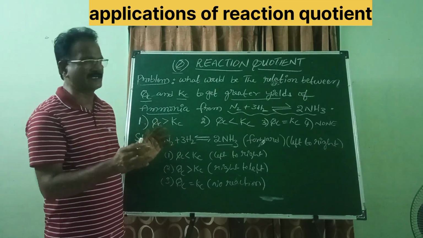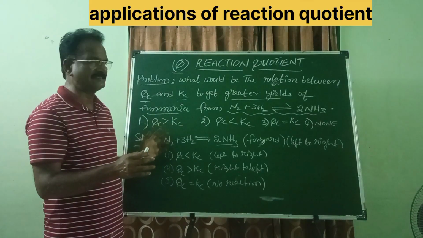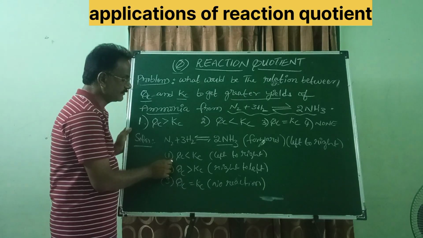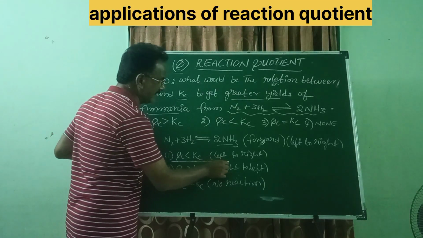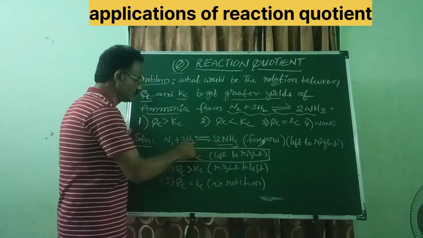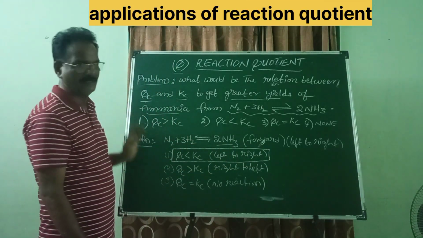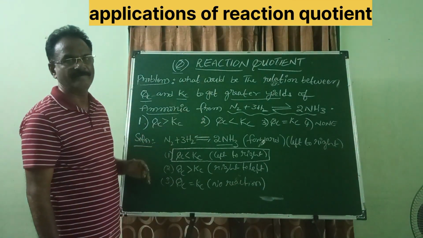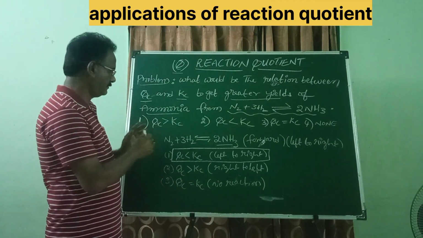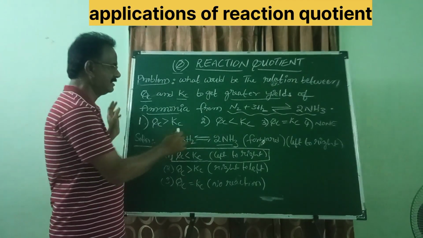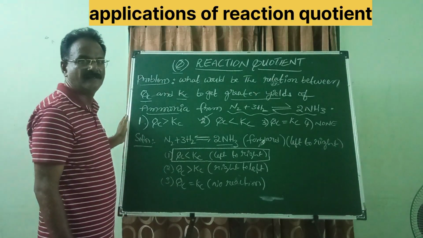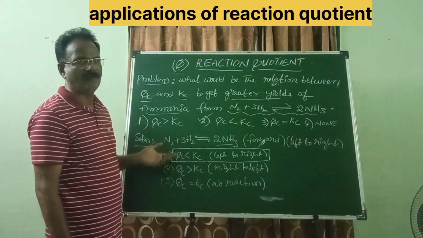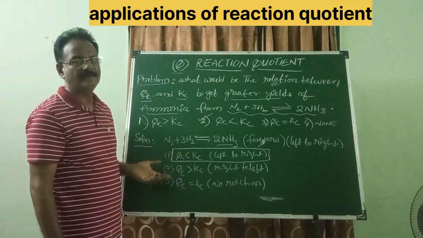Now let us choose the condition related to such a reaction. According to that, if QC is less than KC, then the reaction will proceed left to right to give greater yields of ammonia. Now we have to choose the option where this relation is there. Among the given options, option 2 is the correct answer. If QC is less than KC, then only one can get greater yields of ammonia. Is it clear? Thank you.